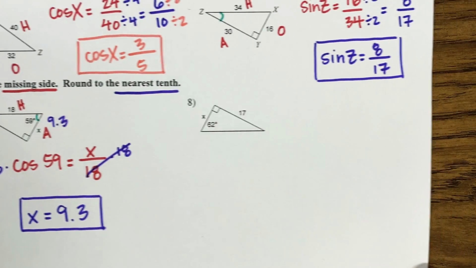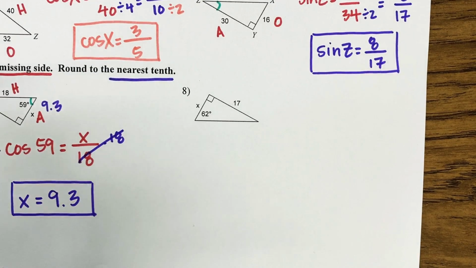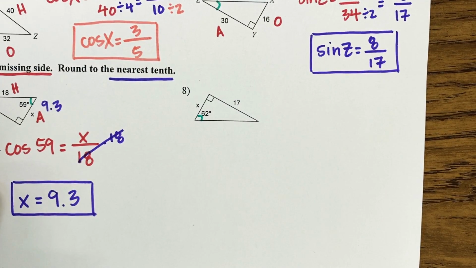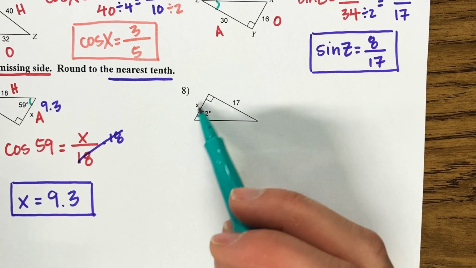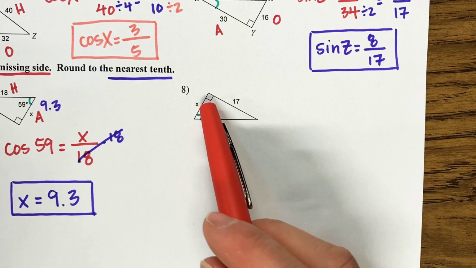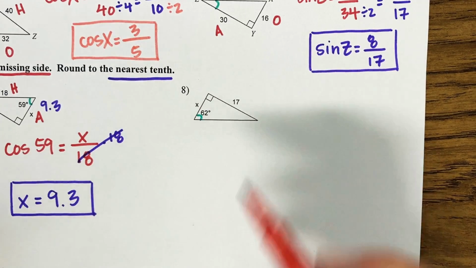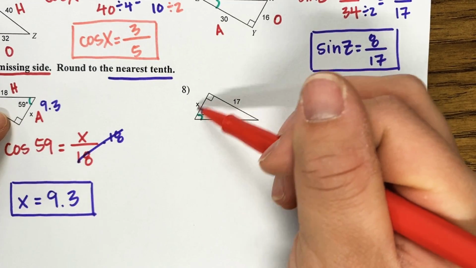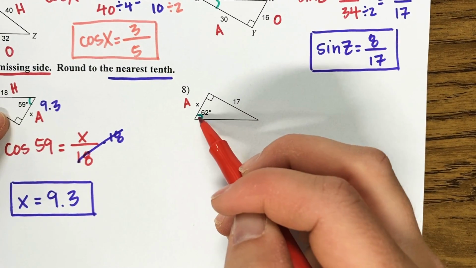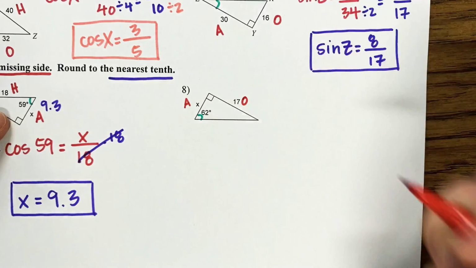Beautiful. Okay, last one. Let's look at number 8. First, identify the angle that it gives you. It gives me 62. Now what two sides does it give me based on this angle? It actually doesn't give me the hypotenuse this time. There's nothing across from my right angle. The x is right next to that angle, so that is my adjacent. And the 17 is on the opposite side, so that's the opposite.